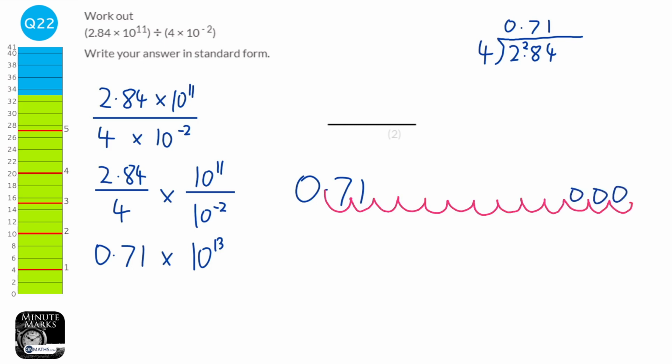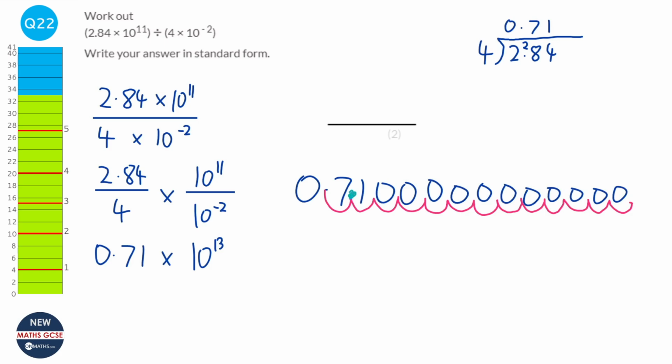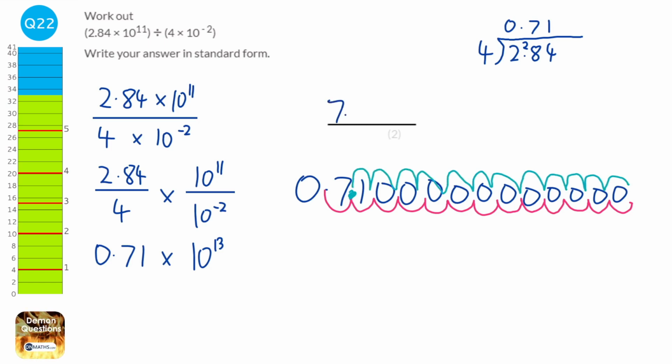Fill in the zeros. So it would be 7, 1 and all those zeros. And then I'm going to put it back into standard form. Now the decimal point will need to be here to make it 7.1. So it would be 1, 2, 3, 4, 5, 6, 7, 8, 9, 10, 11, 12. So it's going to be 7.1 times 10 to the power of 12.